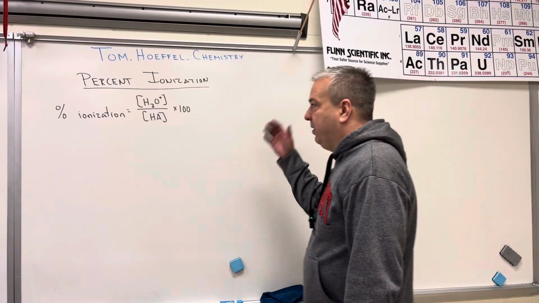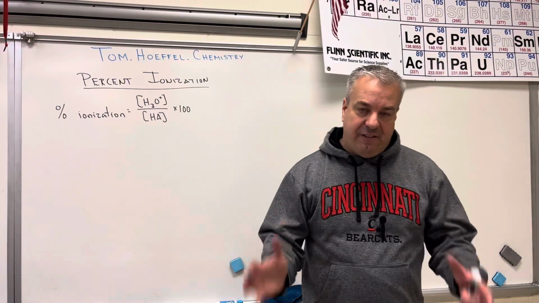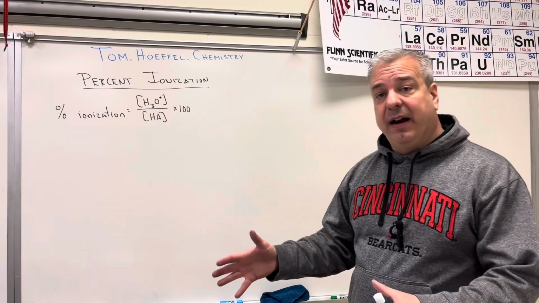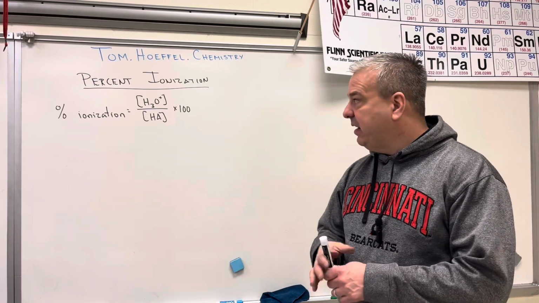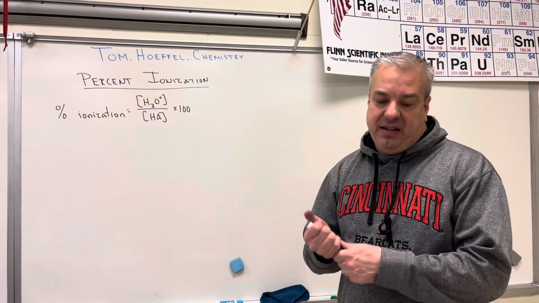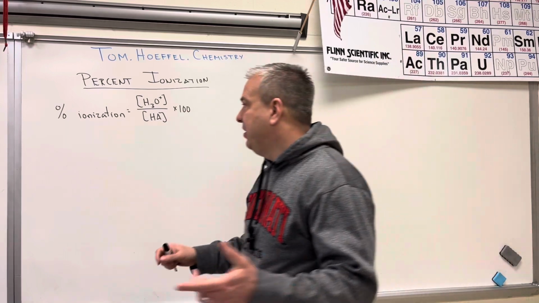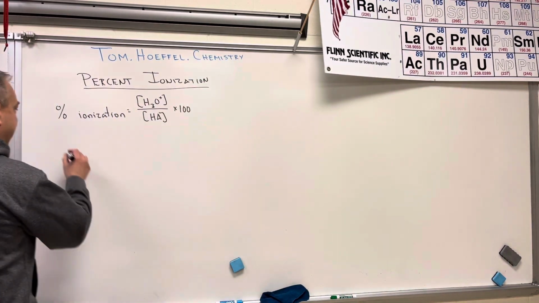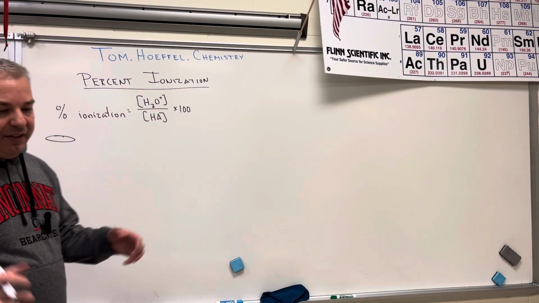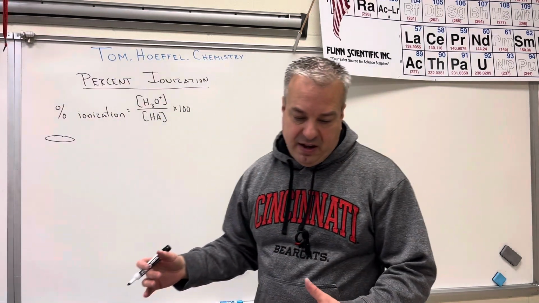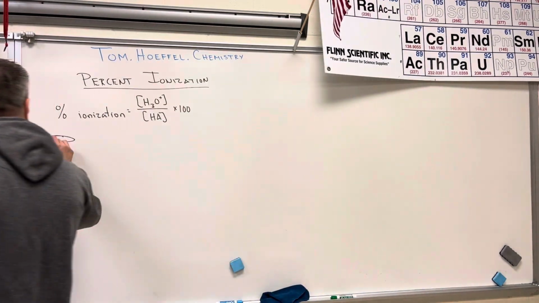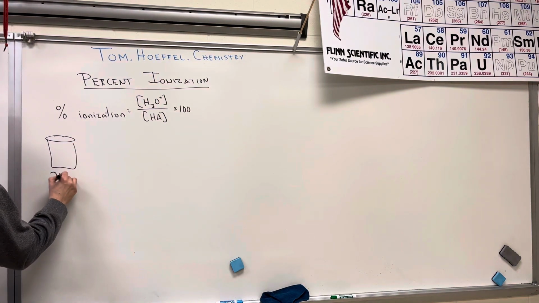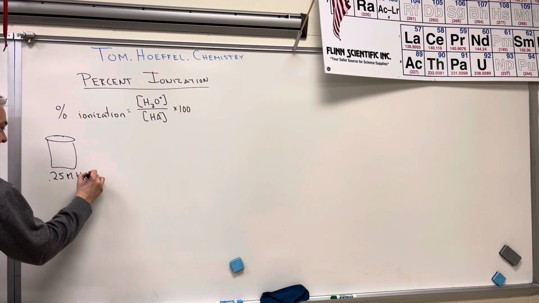In this video, we're going to talk about percent ionization of acids, okay? And we're going to do a strong acid versus a weak acid as far as calculating the percent of ionization. So let's begin with something like hydrochloric acid. Let's do an apples to apples comparison. Let's go ahead and do 0.25 molar of HCl, okay?